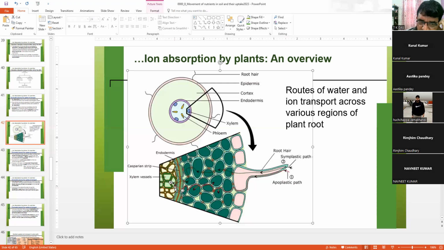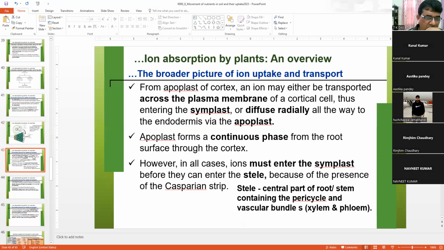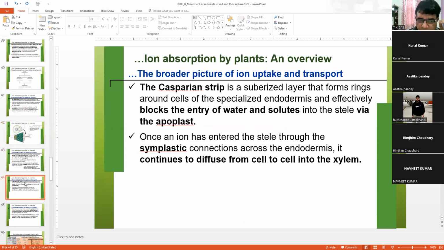But in the end, here where you find number three, it is apoplastic up to here. But from here, it must enter the cell. It must go inside the cell, and from this cell to the xylem cell. So you can see in the end, apoplastic has to become symplastic. Once an ion has entered the cell through the symplastic connections across the endodermis, it continues to diffuse from cell to cell into the xylem.